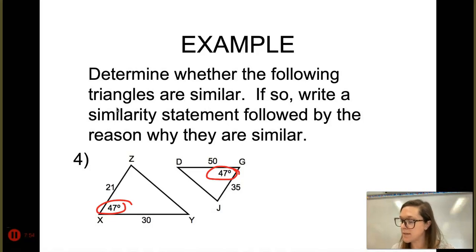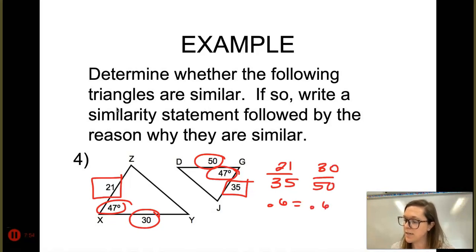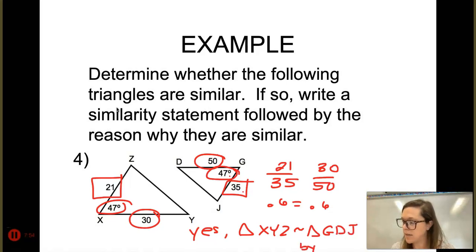So now I got to check my sides. So 21 is the smallest on the left. Compare it to the smallest on the right, which is 35. 21 divided by 35 on my calculator is 0.6. Then do largest and largest. 30 over 50, that's 0.6. So they are equal. So I do have a side, included angle, and a side. So yes, triangle XYZ is similar to triangle: X matches up with G. Y would match up with D, and then J, by side, angle, side similarity.